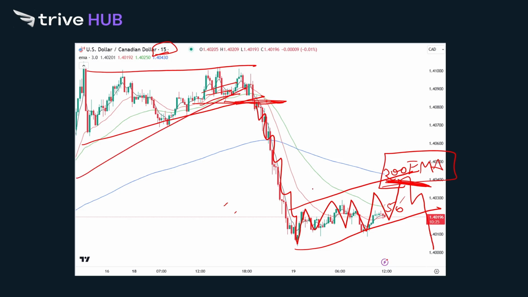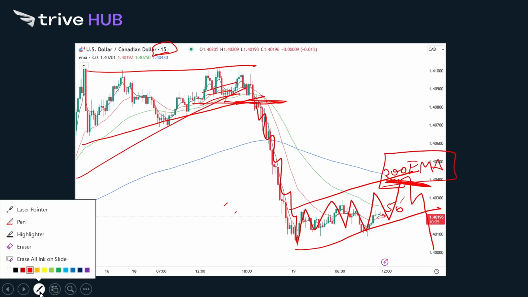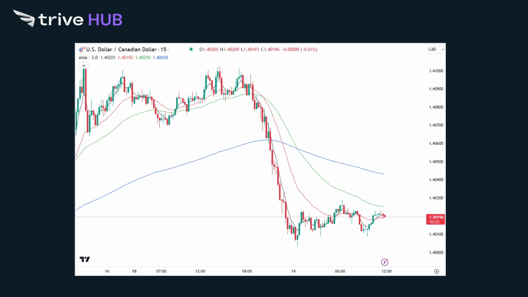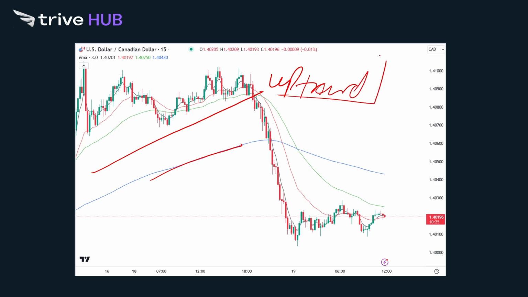As of now, we are trading below the 200 EMA, so we are in a downtrend. Earlier, when we were trading above the 200 EMA line, then you can say that the market was in an uptrend. So it's a trend showing indicator also.